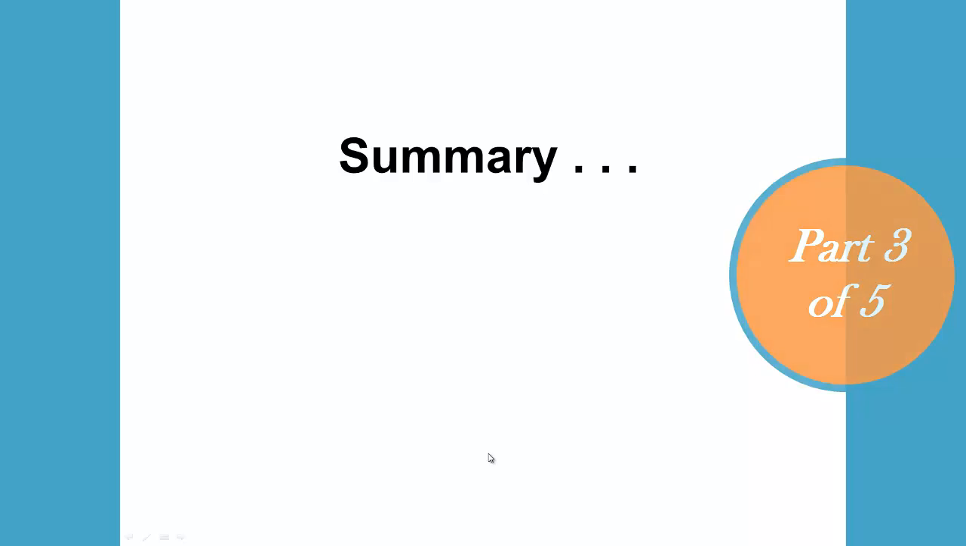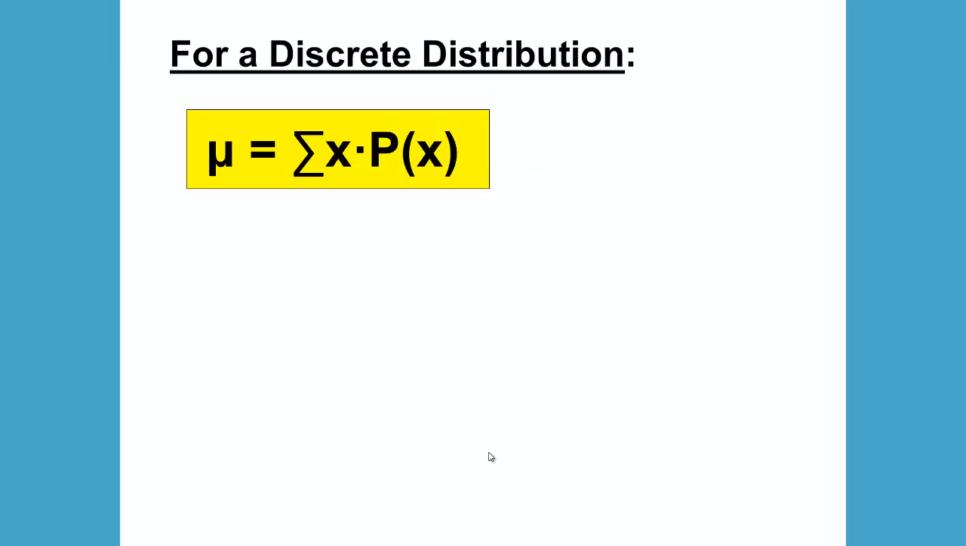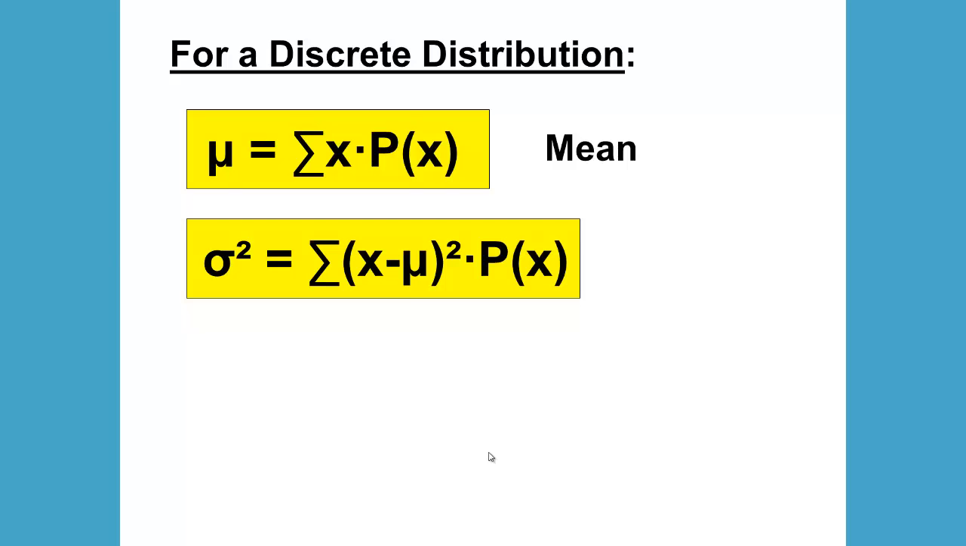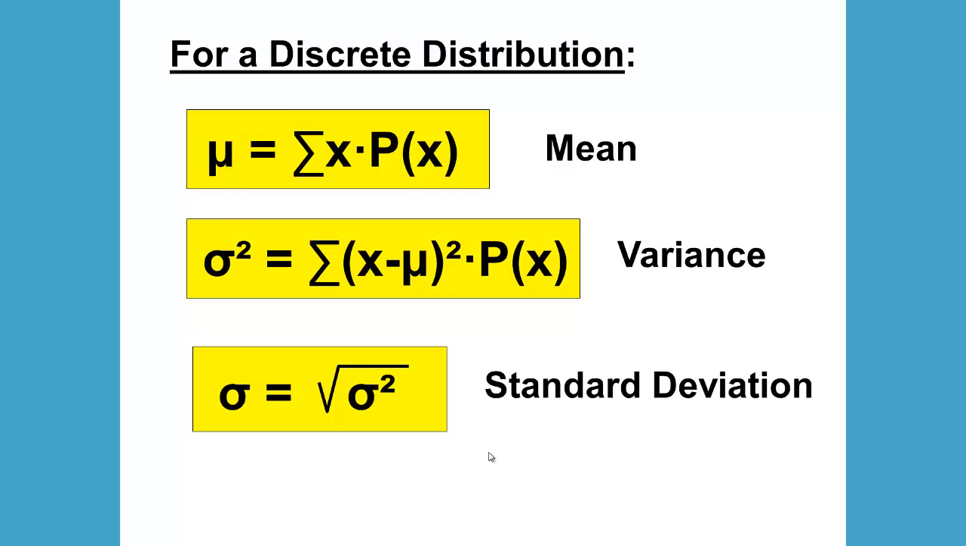And I'm going to start with a summary from the previous video so that we can remind ourselves what our 3 formulas are. The mean equals the sum of x times p of x. Sigma squared, which is the variance, is equal to the sum of x minus the mean squared times p of x. And the standard deviation is equal to the square root of sigma squared. And these are our 3 formulas for a discrete distribution to find the mean, variance, and standard deviation.